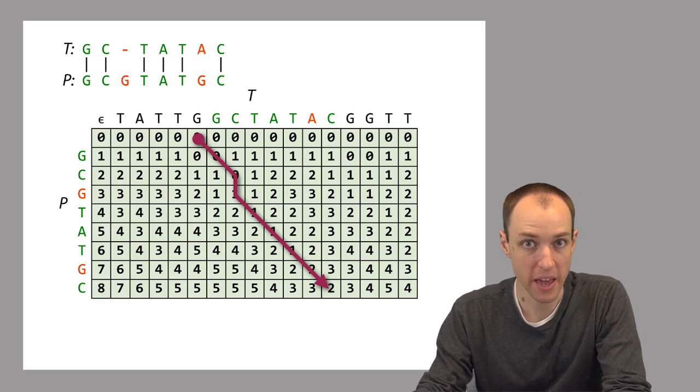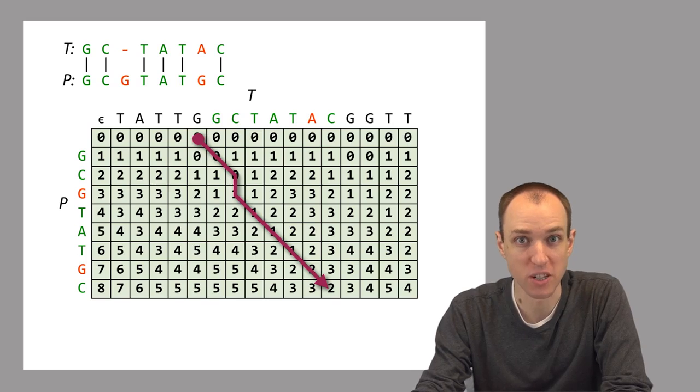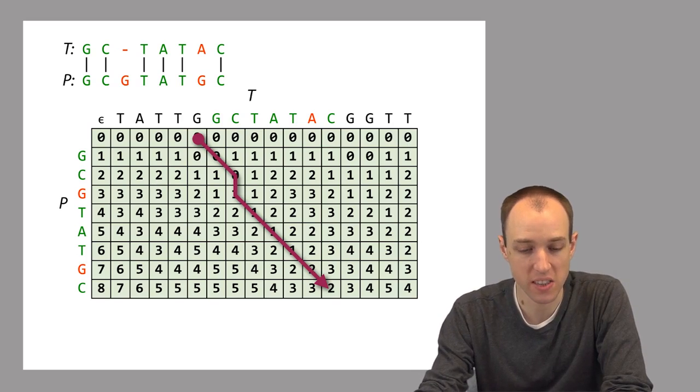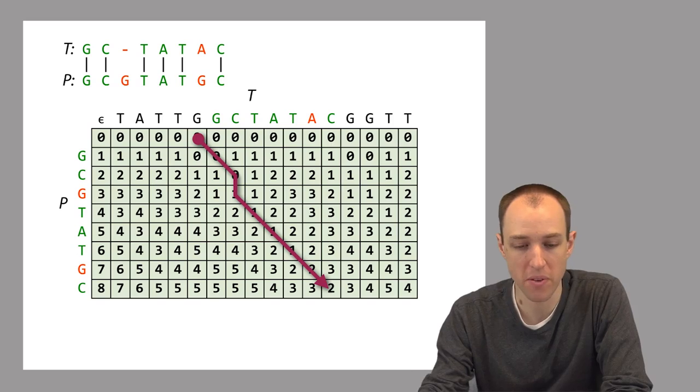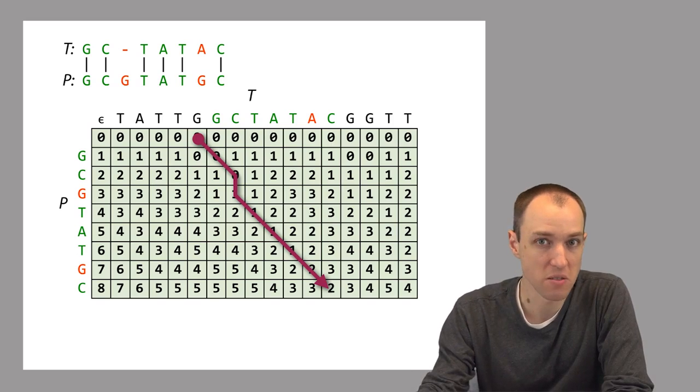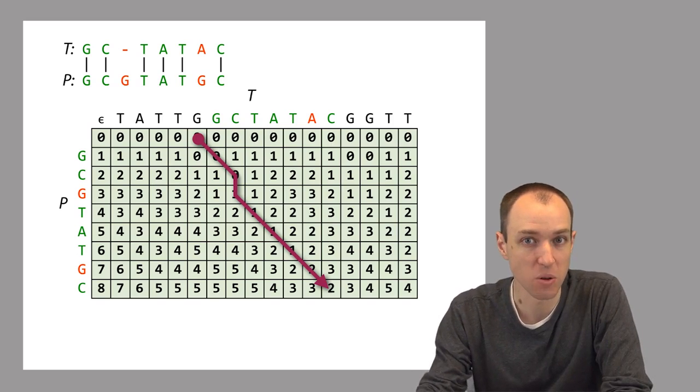So this is how we use edit distance to solve the approximate matching problem. We fill in a matrix just like this, and we can look in the final row to detect occurrences of P and T with some number of edits, and then we can use the traceback to identify the exact location where that match occurs and what the shape of the alignment is.